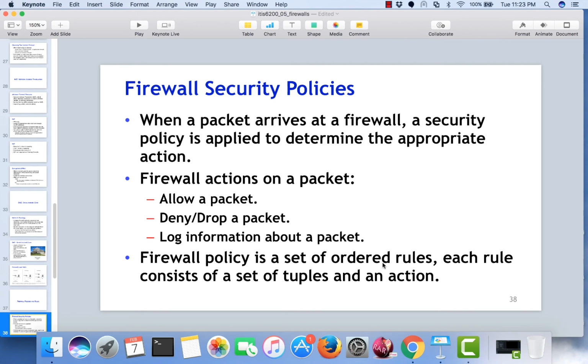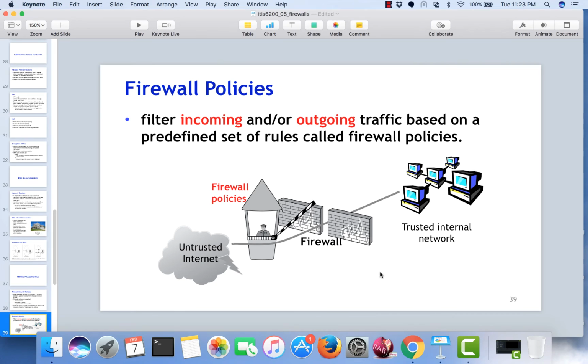So all these rules are set to ordered rules. Each rule consists of a set of tuples and an action. Alright, so this is a great example. Filter incoming and or outgoing traffic based on a predefined set of rules called firewall policies. So these are very, very important.